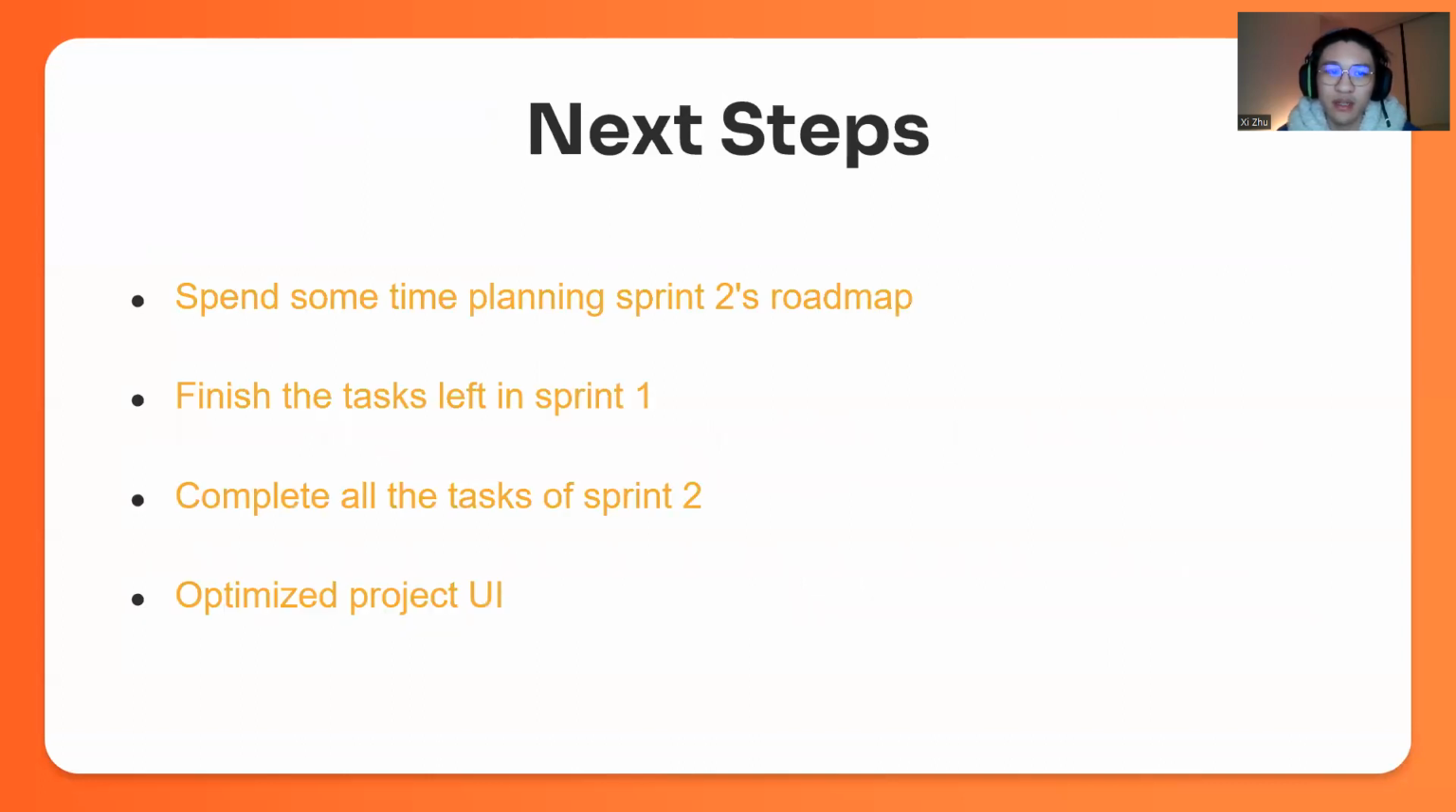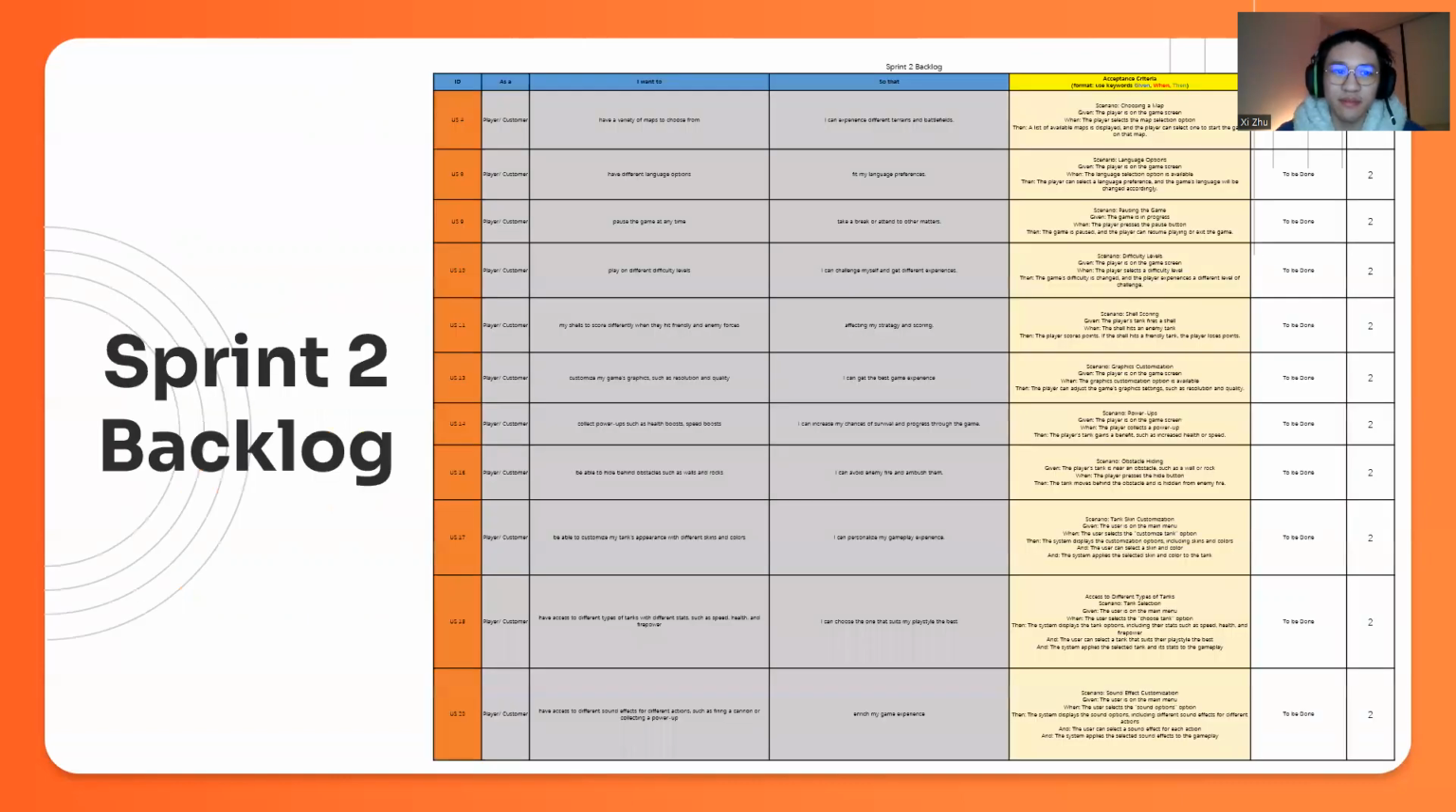Next step, as I said before, spend some time planning sprint 2's roadmap, finish tasks left in sprint 1, complete all the tasks of sprint 2, and optimize the project UI, such as designing the game start button and the main screen and the exit button, something like that. And here's the sprint 2 backlog. Actually, this is all the rest of the user stories I need to finish.